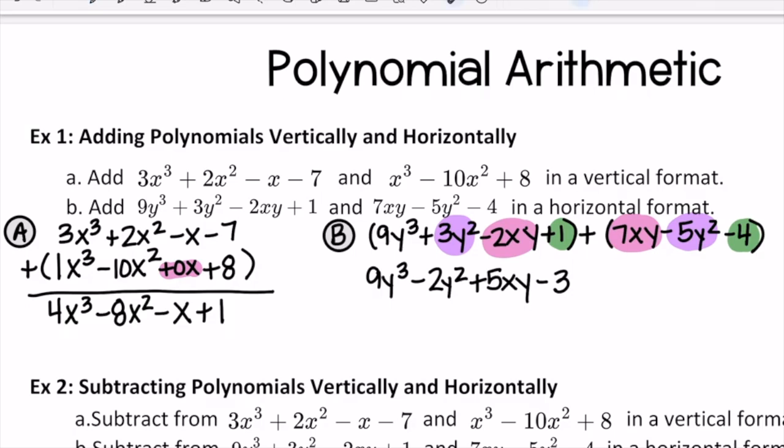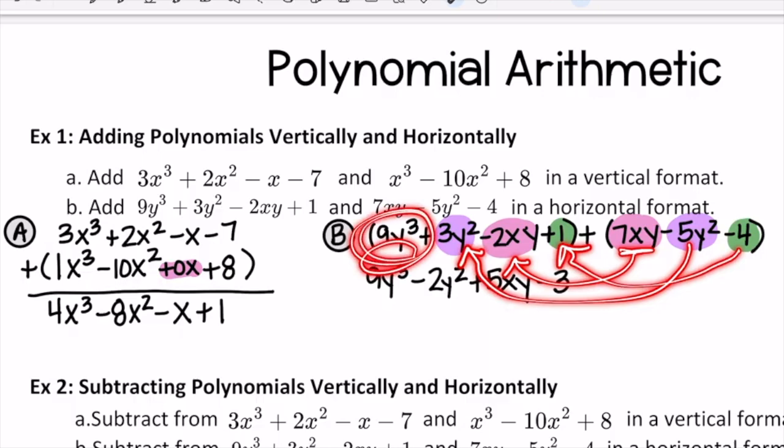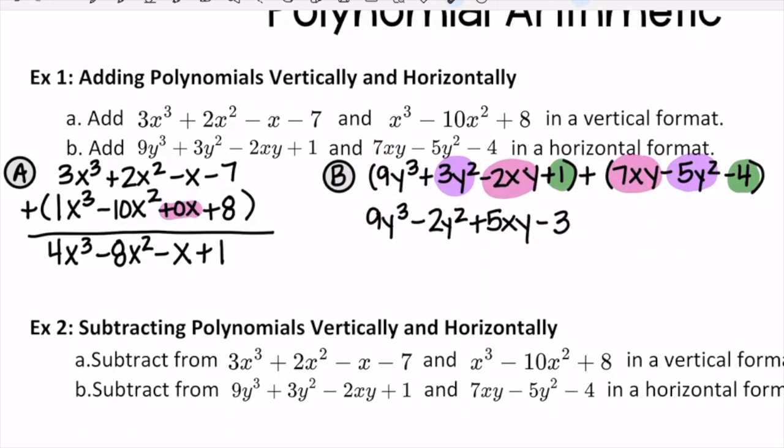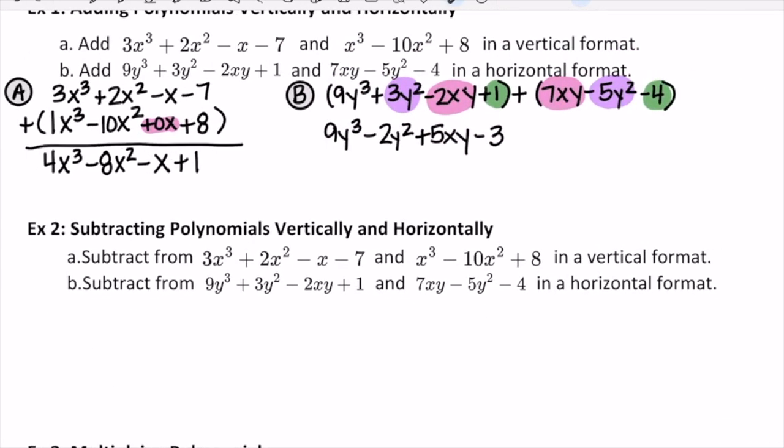So like for this one right here, this would get stacked under here, and that gets stacked, but there wouldn't be anything in this spot. Okay, so just keep that in mind however you choose to do it. Now subtraction is very similar. The only difference is that you got to remember that you're subtracting, and you got to subtract every term.